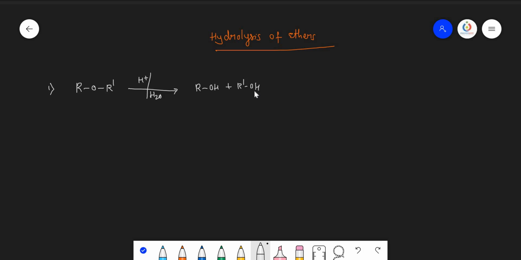All ethers on acid hydrolysis give alcohol. You take any type of ether. You just take the secondary carbon containing ether. This is R dash, H plus, H2O, giving RCH, R, OH plus R dash OH.